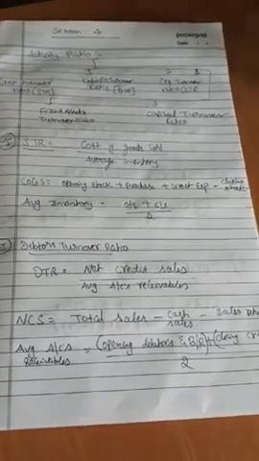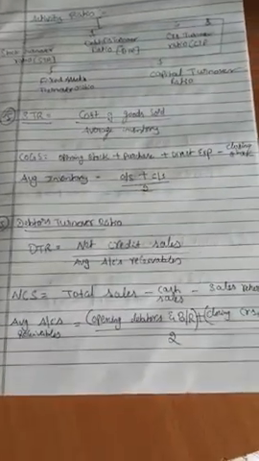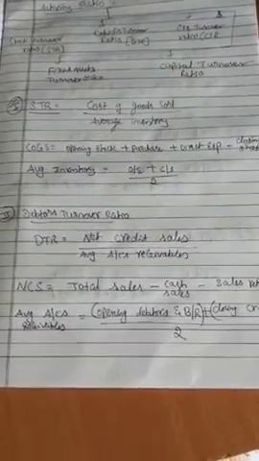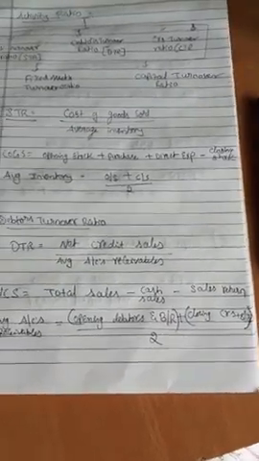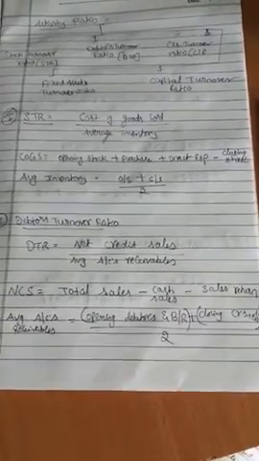The formula for the debtors turnover ratio is net credit sales divided by average accounts receivables. Now, net credit sales, how to calculate this?